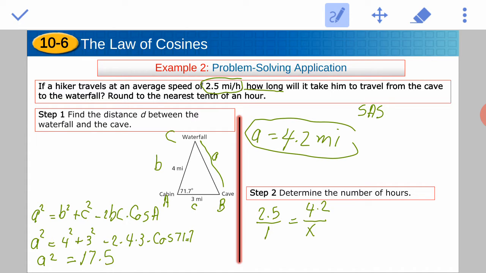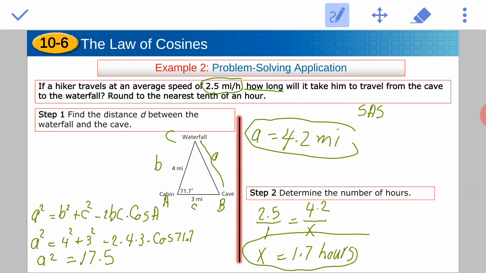Guys, you are familiar with this? You just do the cross multiply, cross product. You will get the value of x, and the value of x is going to be 1.7 hours. So my answer, guys, it takes this hiker 1.7 hours in order to reach the waterfall.